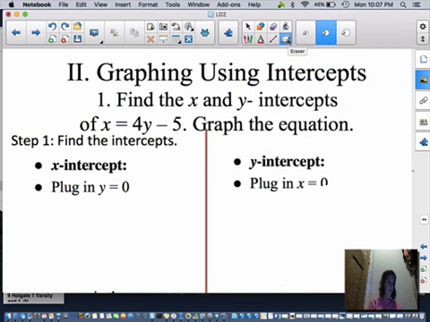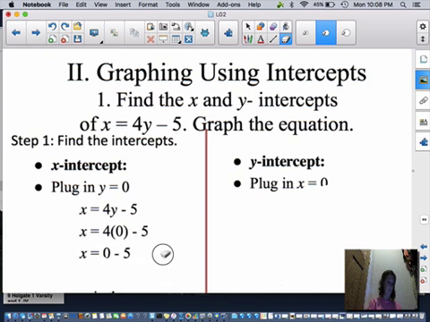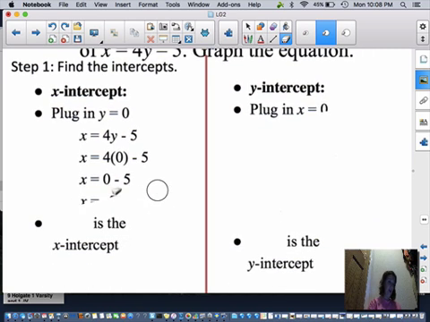All right, so we are given the equation x equals 4y minus 5. It's telling us to graph the equation. So we're going to first find the intercepts to be able to graph this. So to find the x-intercept, like we just learned, we have to plug 0 in for y. So my equation x equals 4y minus 5, plug in 0 for y. So it's 4 times 0 minus 5. 4 times 0 is just 0. So 0 minus 5 is negative 5.